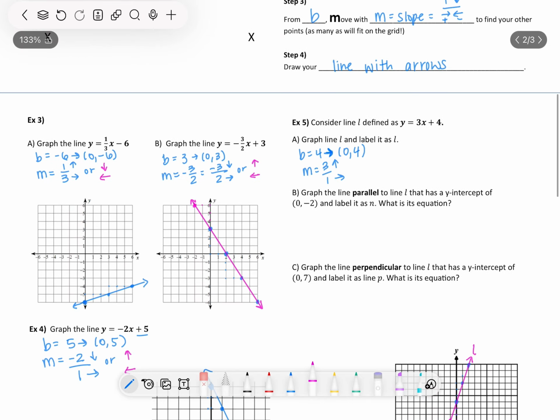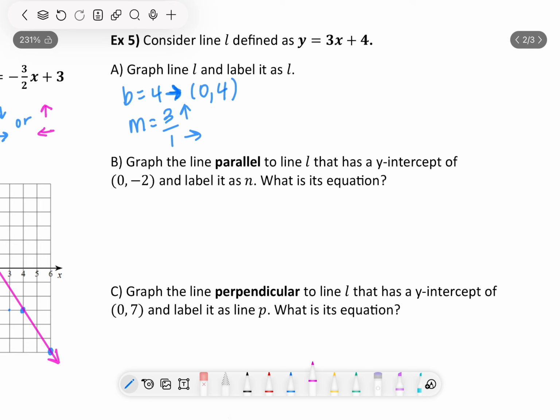Okay. Now taking a look at part B. Graph the line parallel to line L that has a y-intercept of (0, -2), and label it as N. What is its equation? So we have to make a line that is line N. We want an equation of it. It's going to be parallel to that original line L, and it's going to have a different y-intercept of (0, -2). Okay, so the equation, so let's start with that.